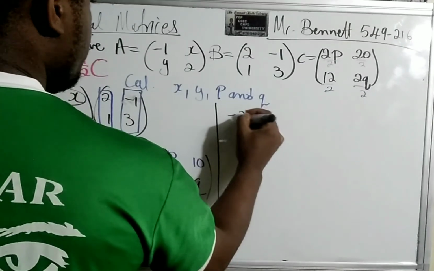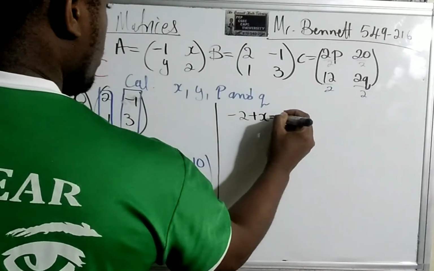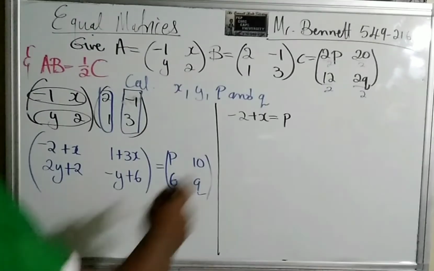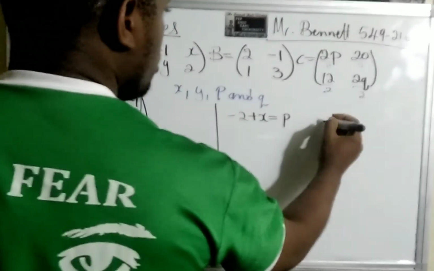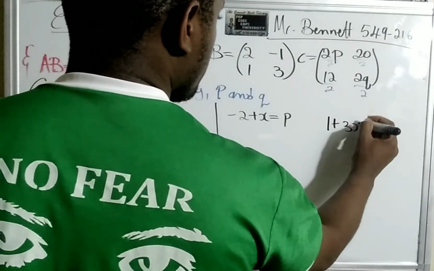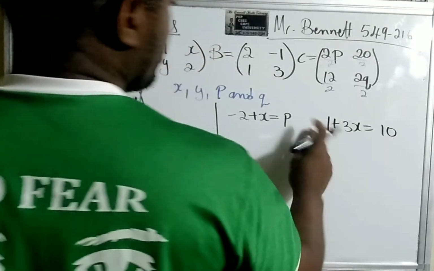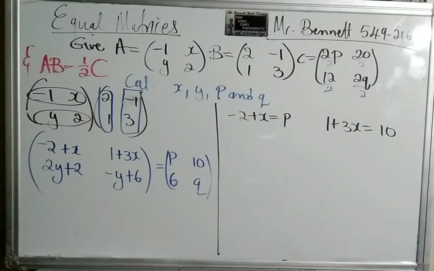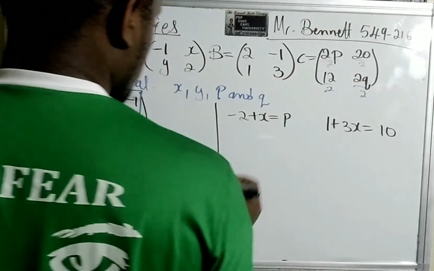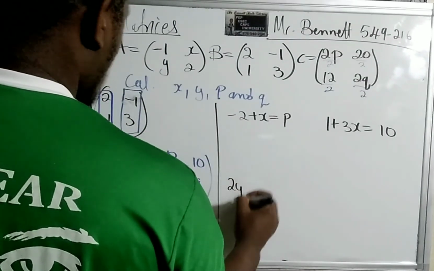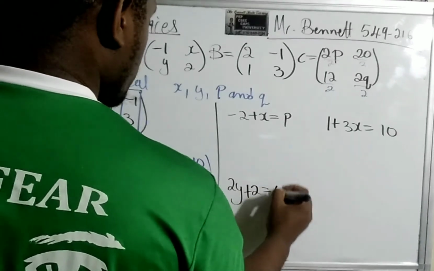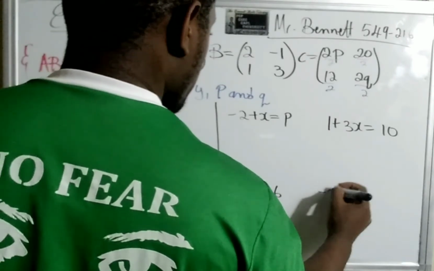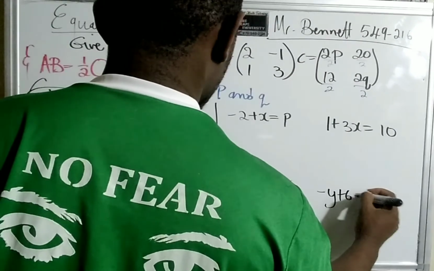So it will be -2 plus x is equal to p. Can't solve that as we have 2 unknowns. Let us look at the next one: 1 plus 3x is equal to 10. We can solve this right away because there's only one unknown. We could just set out everything first. So it will be 2y plus 2 is equal to 6. We can solve that too, one unknown in here. And negative y plus 6 is equal to q.